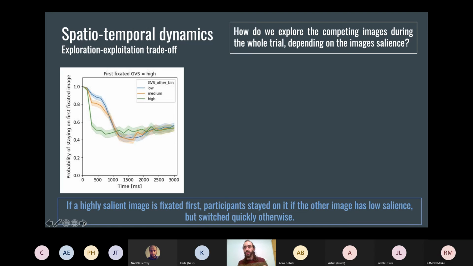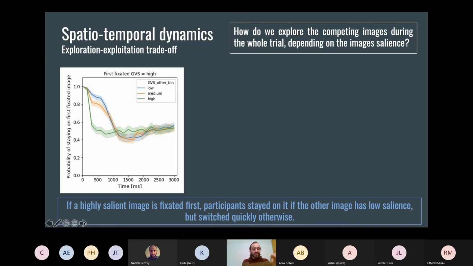So do we spend more time on the first image or do we switch to the other one? Here, what I'm showing in this slide is the case where the first image, the image that is fixated first, has high global salience, and then you see in green, orange, and blue the cases where the other image in the trial has low, medium, or high global salience. When I say salience, I mean global salience all the time.